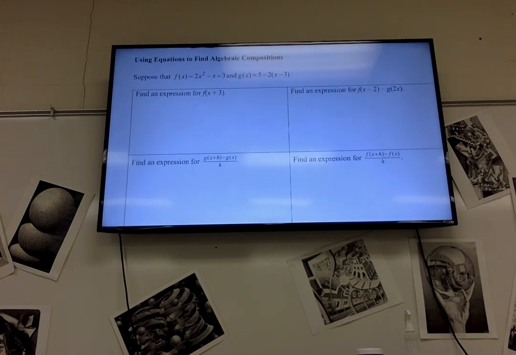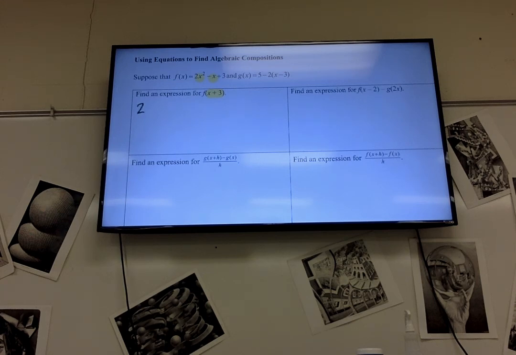x into g of x. But now we're not plugging in just numbers. We're plugging in expressions, things with x's or other variables in. It's still done the same way. We would take this x plus 3 and we plug it in for f of x everywhere we see an x. Everywhere we see x, we're going to plug in x plus 3.